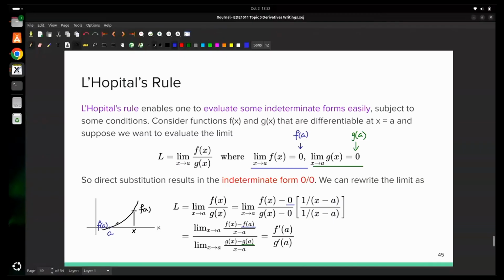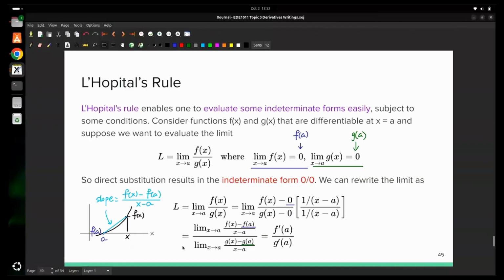F of a is 0. F of x is some function value evaluated at x. So, what is this ratio? This ratio is the gradient of the secant line. Can you see this secant line? So the slope equals f of x minus f of a divided by x minus a. Isn't that correct? The slope of the secant line.